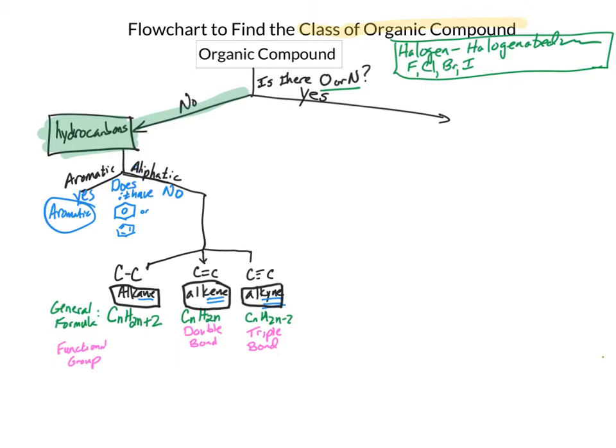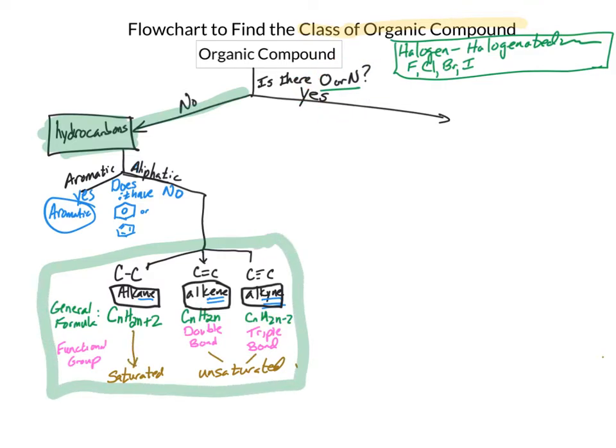One last notation you might want to make for this is the fact that the alkanes are saturated, and the alkenes and the alkynes are unsaturated. Now, let's head back up. So when we go up to the other side, we know it's an organic compound, and then we look to see this one has either oxygen or nitrogen. So that is our next question. Does it have oxygen or nitrogen?